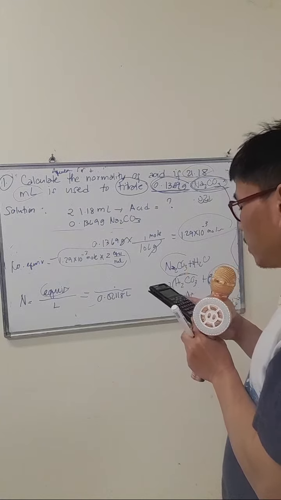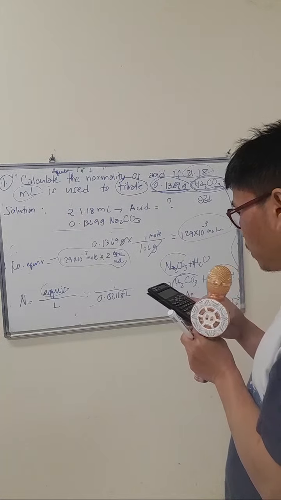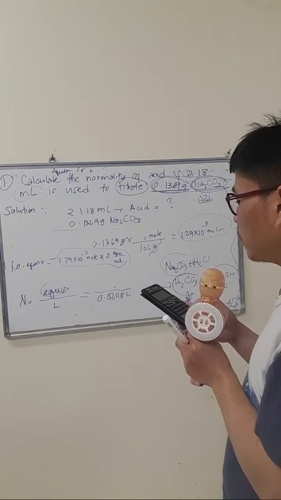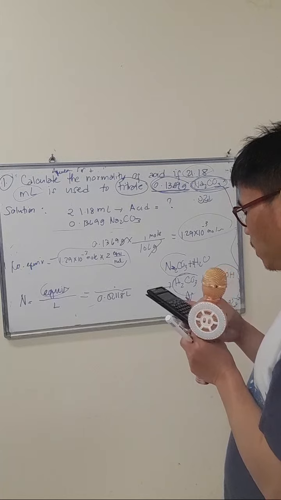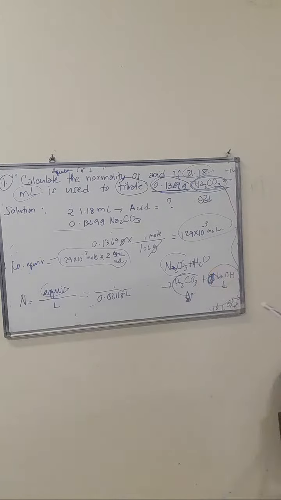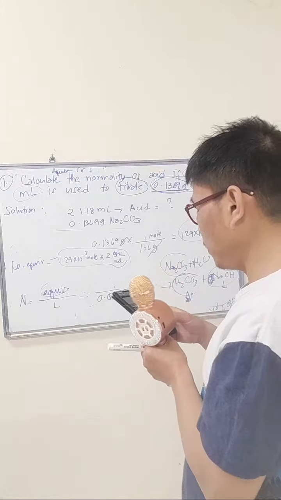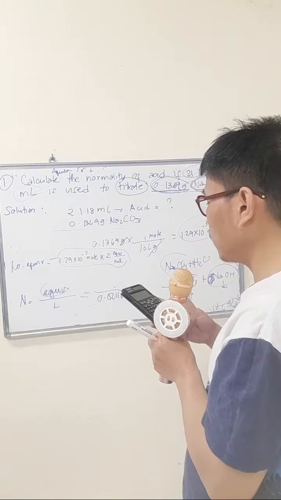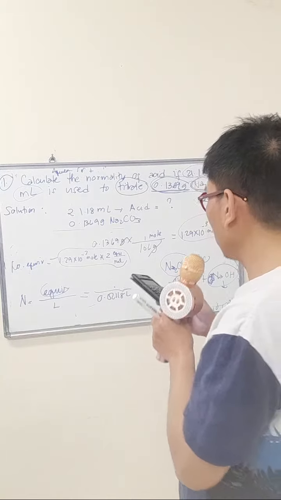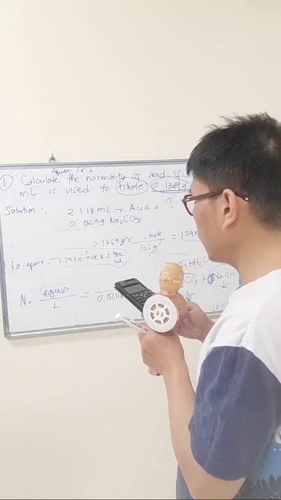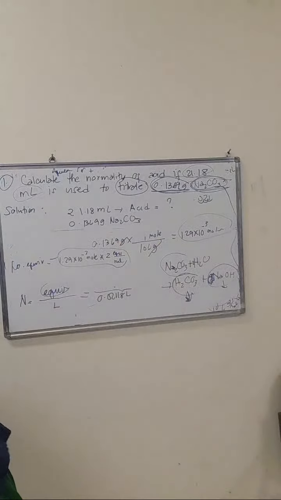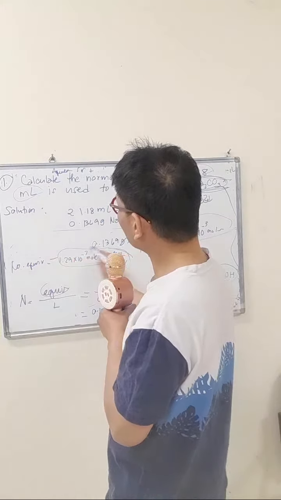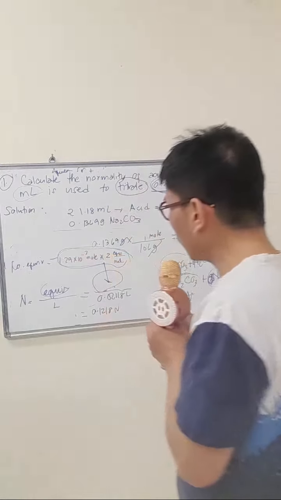So, 2 times 1.29 times 10 to the negative 3 is equal to 0.1218. Substitute the answer in the numerator and then you can solve for the normality, because this is the number of equivalents. Substitute here and you can answer like this.